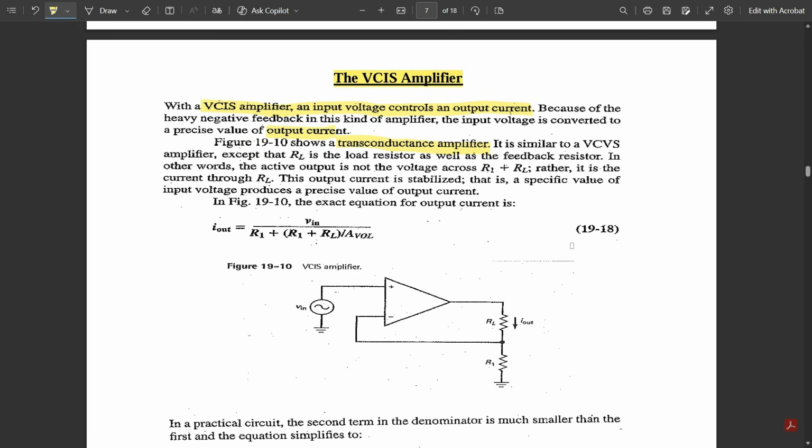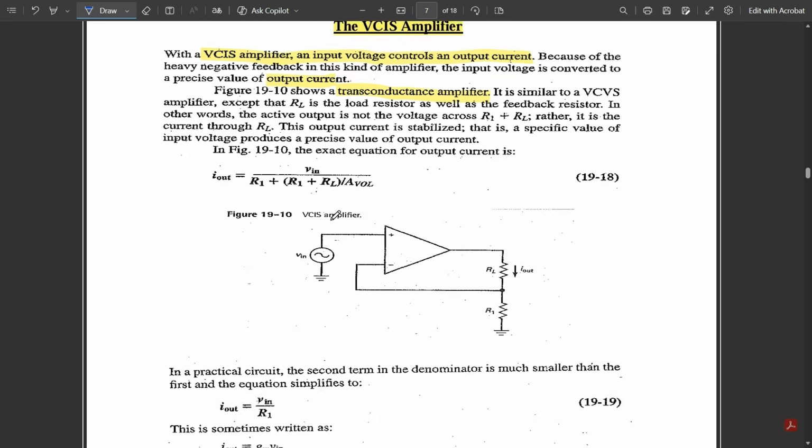The figure below shows the basic construction of a VCIS amplifier. If you see here, this is the basic VCIS amplifier. Again, this is fed in the negative feedback path. So in the inverting terminal, this is a non-inverting amplifier, so the feedback is fed from the inverting terminal. This is the RL feedback, and this is the input resistance R1. With respect to that, the current is generated at the output end, not voltage. We have current at the output side. So the voltage gets converted to current by using the non-inverting amplifier, and at the non-inverting terminal we are using the input voltage Vin. That's why it is also called a transconductance amplifier.